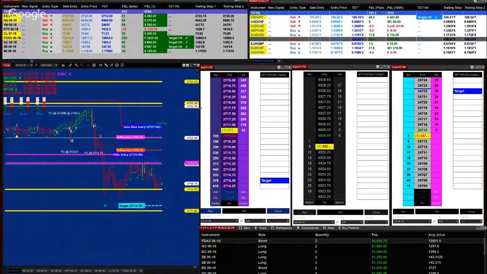Right now, the only instrument that went south in futures trading is actually the Russell, and the rest are doing very fine.